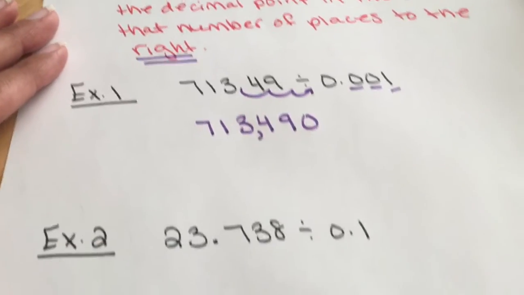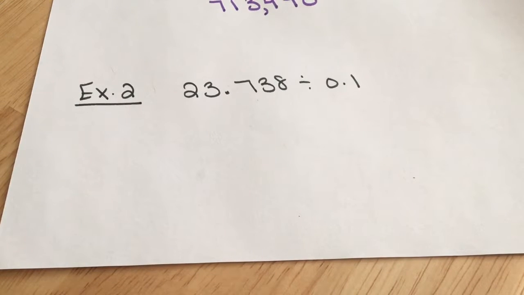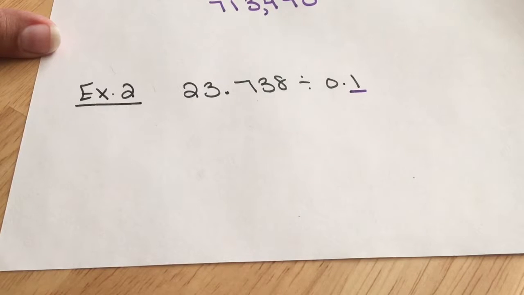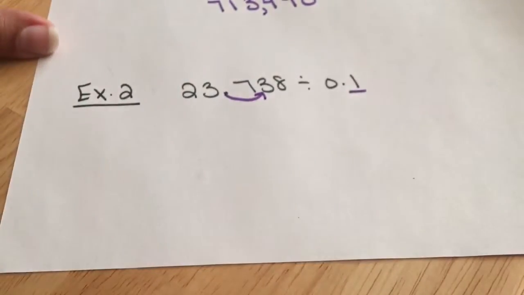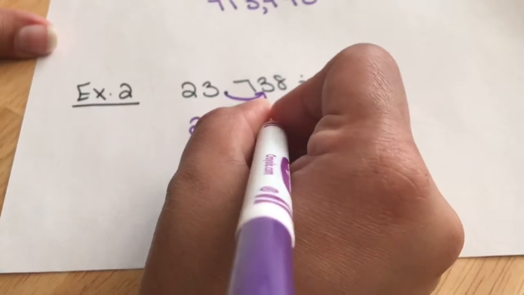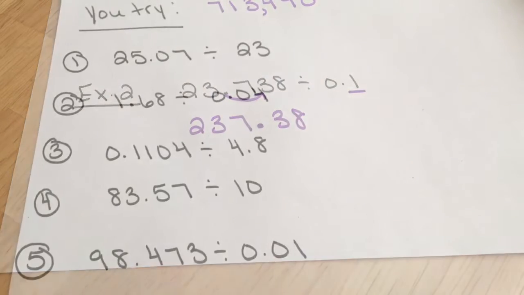And let's move on to our last example here on our special cases. We have 23.738 divided by 0.1. Again, step 1 tells us to count the number of decimal places. I see 1. Step 2 tells us to move our decimal point that many places. I have 1 decimal place. I'm going to move it 1 to the right. So that's going to leave me with an answer of 237.38. And that's how we divide our special cases with small powers of 10.